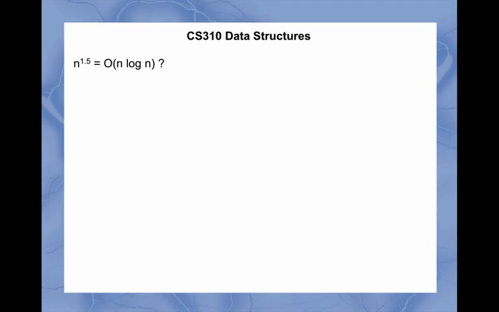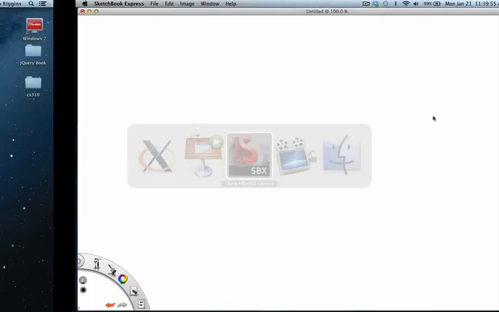So I'm switching over again to the sketch pad to do this. n to the 1.5 is actually n times the square root of n is equal to big O of n log n. So we want to know if this statement is true or false. All right, first of all, what's the growth rate of n times the square root of n? This is n to the 1.5. It is in between n and n squared. But where is this function? Also in between n and n squared. Therefore, both of these functions are in between n and n squared. But do they grow at the same rate? Is one faster than the other? So to answer this question, we must take the limit of the ratio.